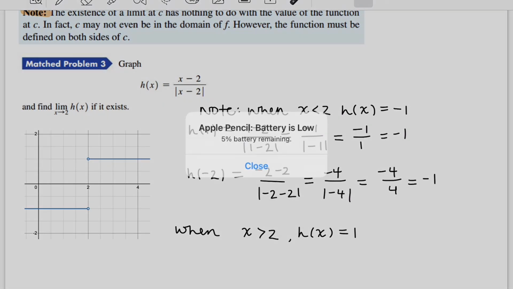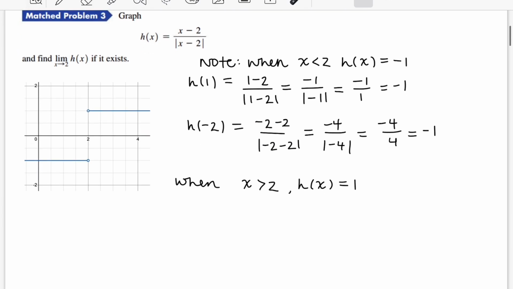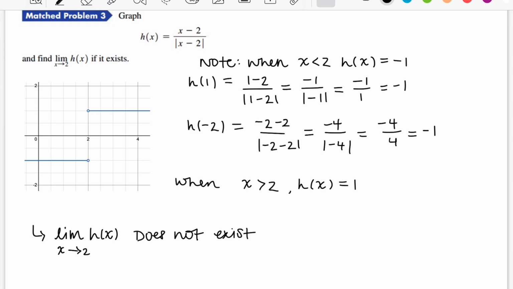All right, so this actually tells us that the limit of h of x as x approaches 2 does not exist. And we can abbreviate this as DNE. And we'll come back to this in a moment.